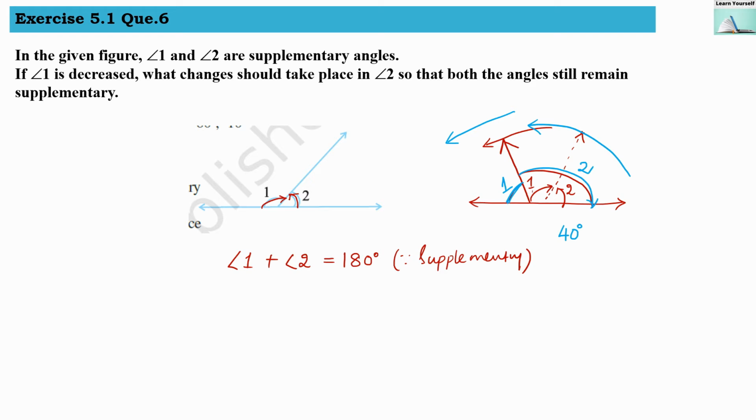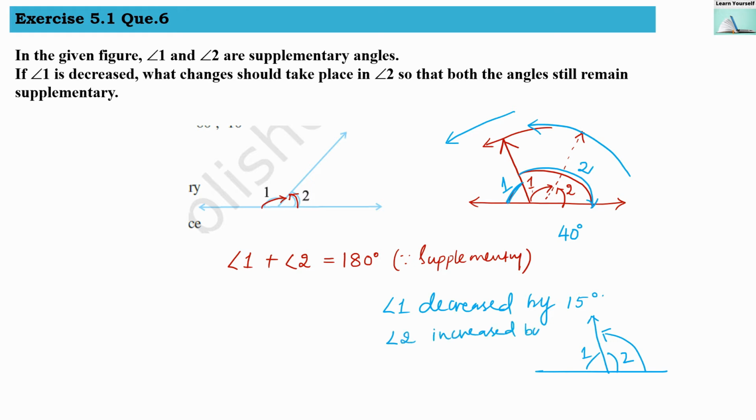If we guess that angle 1 is decreased by 15 degrees, this is our new figure where angle 1 is decreased by 15 degrees. Here angle 1 is there and here angle 2 is there. So that much will increase in angle 2. In the same way, angle 2 will increase by 15 degrees. At the end of this, they both are on the straight line. So when we add them, they will give us 180 degrees. That means they will remain supplementary. However much angle 1 decreases, that much angle 2 will increase.